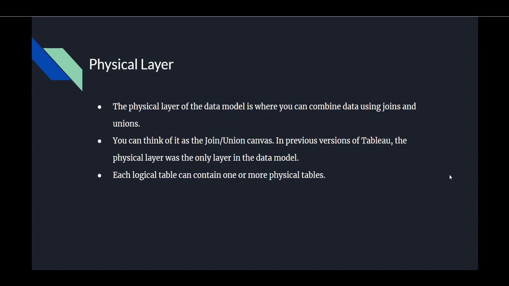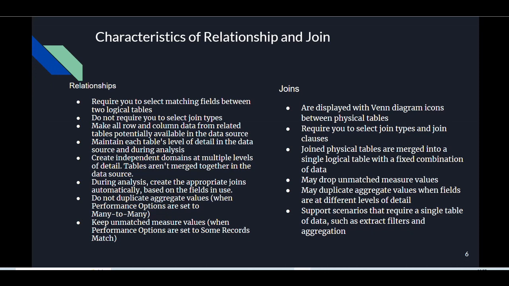Now coming to the physical layer. The physical layer of the data model is where we combine the data using join conditions and unions, and this particular layer was not there previously in the Tableau version. After the 2020.2 version, this layer was introduced, and each logical table contains one or more physical tables. So whatever table we drag in the logical layer, that particular table will have a physical layer also. We have already seen the logical layer and the physical layer. We have seen that in the logical layer a relationship is used, and in the physical layer we use a join condition.